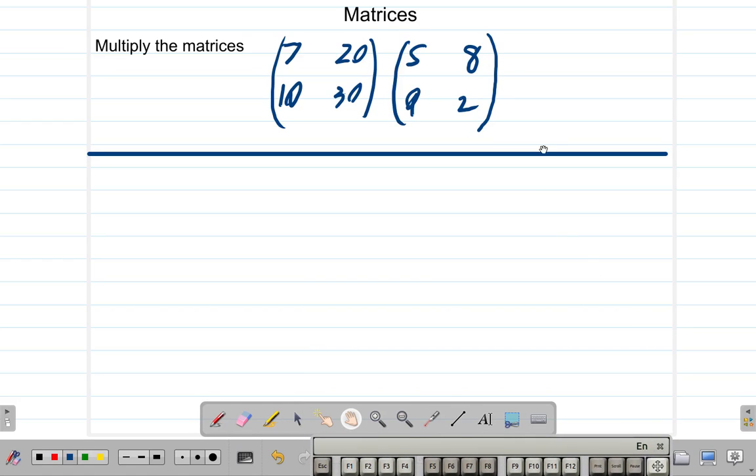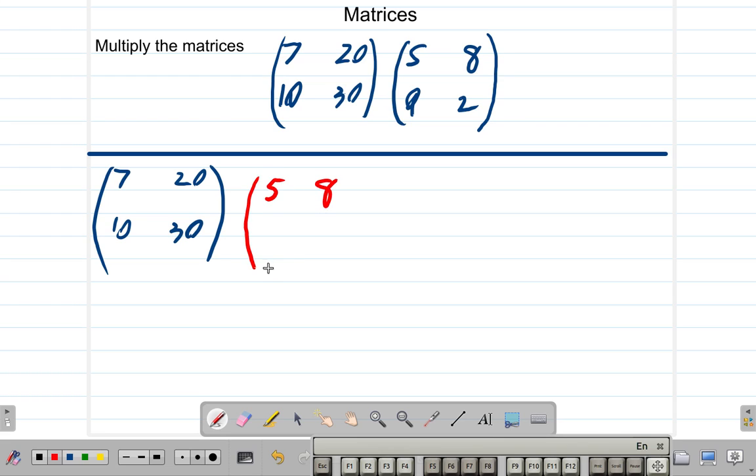We have this matrix question here. Multiply these two matrices. So let's see what happens here now. We have 7, 20, 10, and 30. And we're going to multiply by 5, 8, 9, and 2.